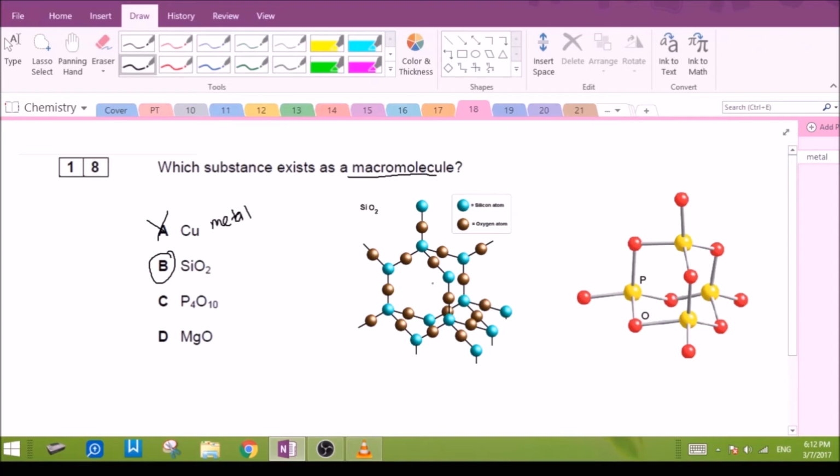P4O10, I found a picture here. P4O10 is a covalent compound, but it is not a macromolecule, it is a simple molecular structure. It's not so extensive as compared to silicon dioxide. And then magnesium oxide, this is an ionic compound.